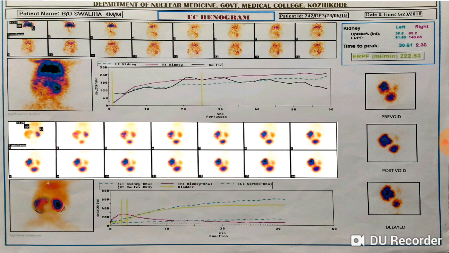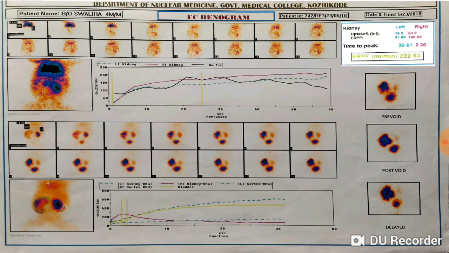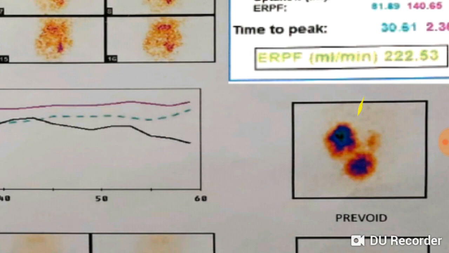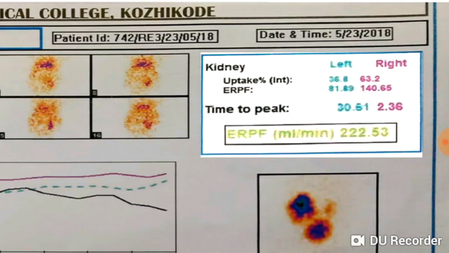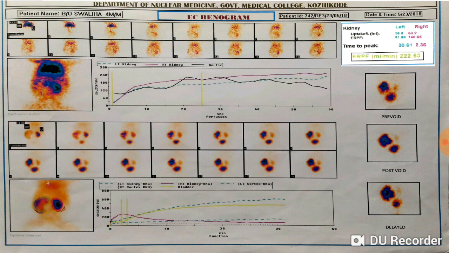Next we are bothered about the numbers. Here we can see the split renal function. On the right side it is 63%, on the left side it is 36%. So it is still significant. We can also see the time to peak: it is less than 10 minutes on the right side, and more than 20 minutes on the left side, where there is decreased uptake, and there is more uptake on the right side. Maybe the images are the most important thing, more than the numbers and the curve. In the images we can see the hold up of dye on the left side, which means there is a left pelviureteric junction obstruction.